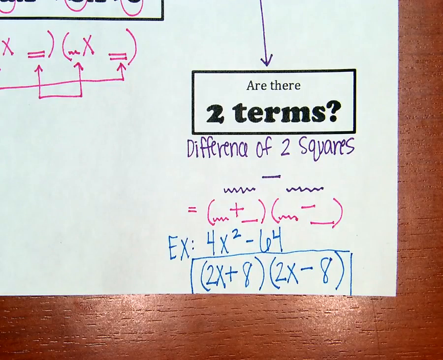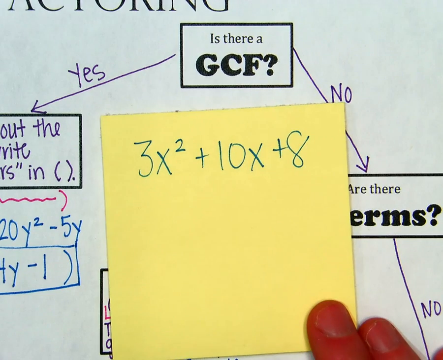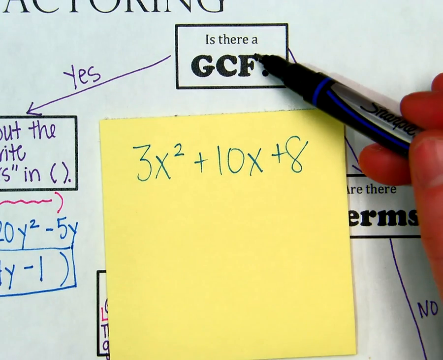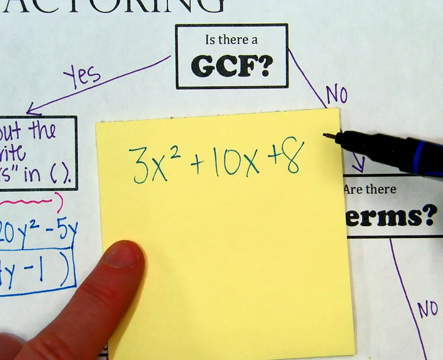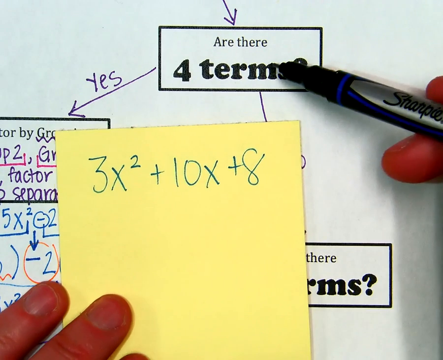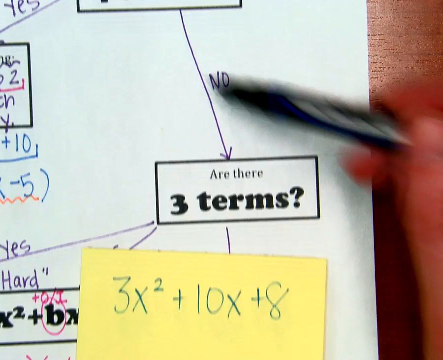The last example, I'm sure you can guess what kind it is, is going to be like this. So if I gave you a problem that looked like this, 3x squared plus 10x plus 8, you have to first ask yourself, is there a GCF? 3, 10, and 8, nothing goes into 3, 10, and 8. So I have to go down the no route. If I go down the no route, I ask myself next, are there 4 terms? This one does not have 4 terms, so I would come down the no way.